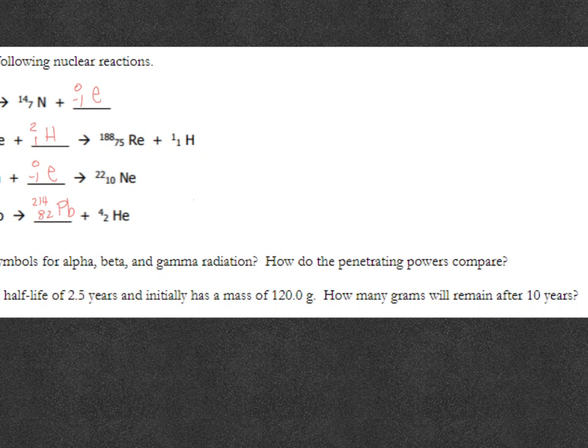Okay. Symbols for alpha, beta, gamma. Alpha is 4 over 2 with the alpha symbol, or 4 over 2 helium. Beta is 0 over -1 with the beta symbol, or 0 over -1 electron. And gamma is 0 over 0 with the gamma symbol. Alpha is the least penetrating. Gamma is the most penetrating.